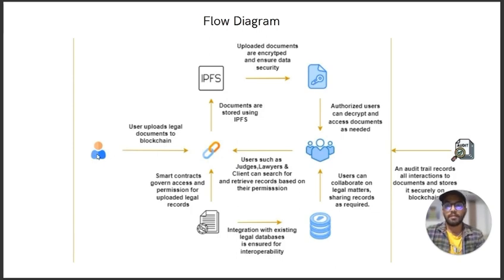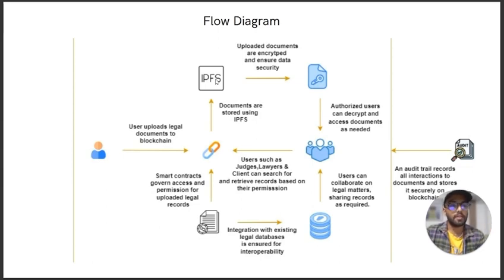Now let's start. The user uploads the legal documents to the blockchain, and these documents are stored on the InterPlanetary File System. The uploaded documents are encrypted, and this ensures data security. The documents are encrypted using the AES 256 algorithm, and we are using IPFS, the InterPlanetary File System, because it helps in storing the files in a decentralized manner.